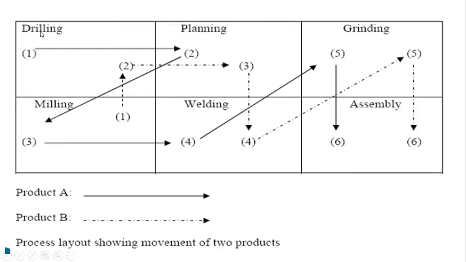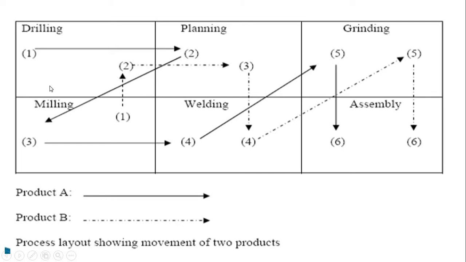See, for example, look at here, there is drilling, product A and product B, what we are showing in the process layout, the movement of two products, how it is. Look at here in the drilling, right? First one is the drilling. Then go to the planing. After the planing, again it will come back to milling, then it will go to the welding. After that grinding, then again it will go for the assembly.